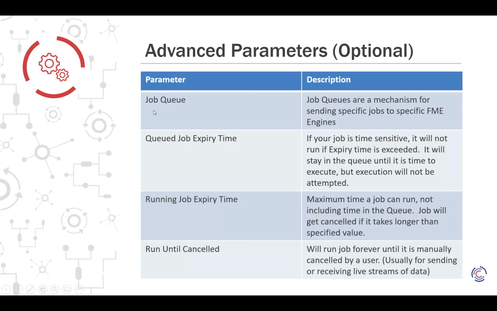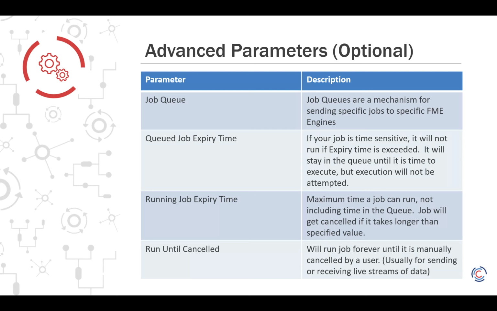So what are we doing when we're setting the job queue in a schedule? Well, job queues are a mechanism for sending specific jobs to specific FME engines. If you have 2 or 3 FME Server engines, which are basically the machines that run the workflows, the workspaces, you may want to, especially if you have a regularly occurring job, set one engine aside so that that job can run uninterrupted. In that case, you'd want to specify a specific job queue for your job.